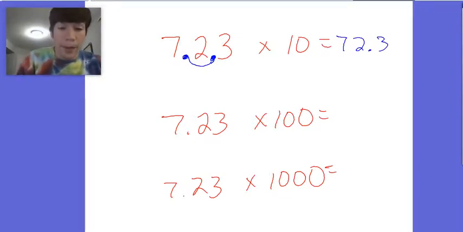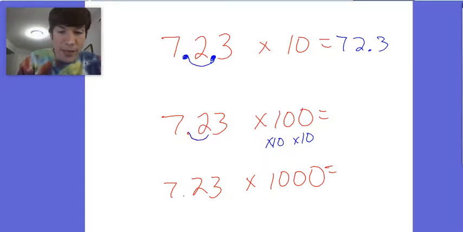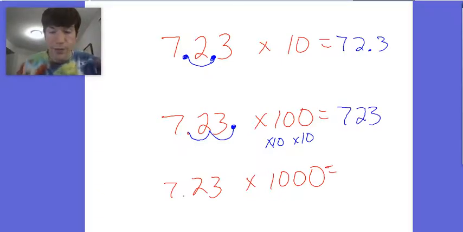If we multiply by 100, that's the same thing as multiplying by 10 twice. If you take any number and multiply it by 10 twice, and you multiply it by 100 separately, you will get the same answer. So that's the same as moving the decimal over twice. There I get 723.